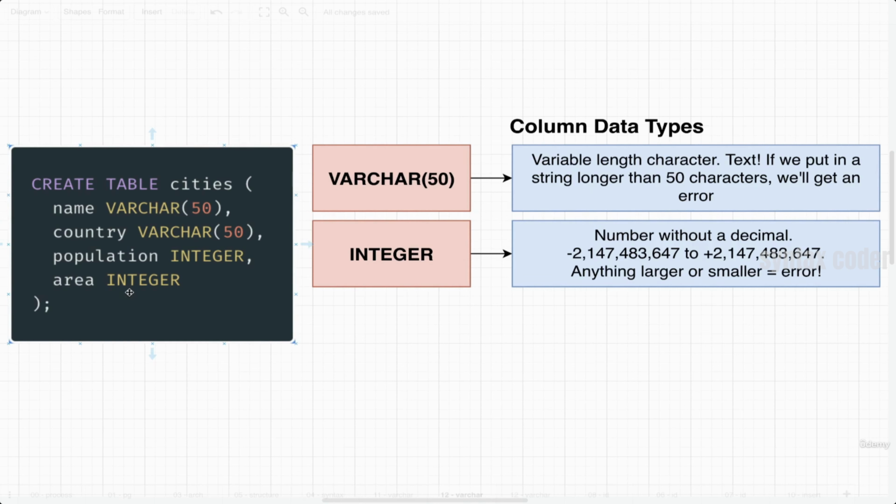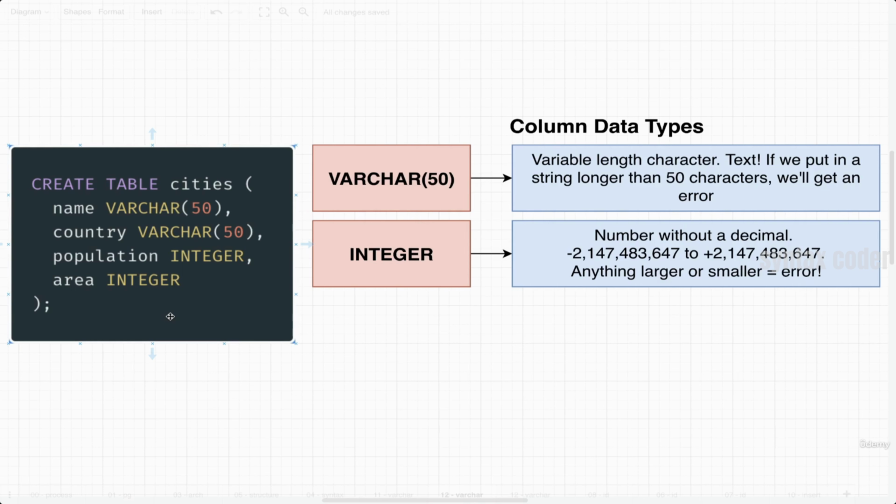Population and area are designated a type of integer. Integers in Postgres are numbers without decimals. They can range from about -2 billion to about +2 billion. If we ever try to insert a value into population or area larger or smaller than -2 to +2 billion, then we're going to end up getting an error.